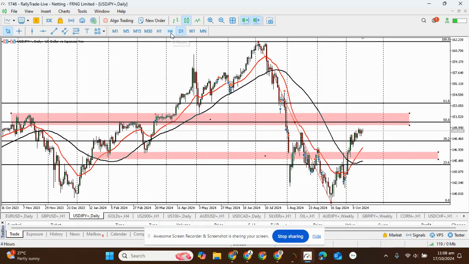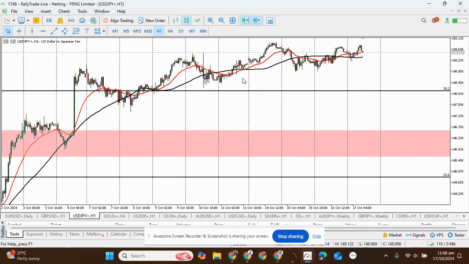All right. So stay tuned to my channel for more support and resistance videos. This is USD JPY on a daily time frame. So on the 1 hour time frame, you can easily get to see what you are looking for.